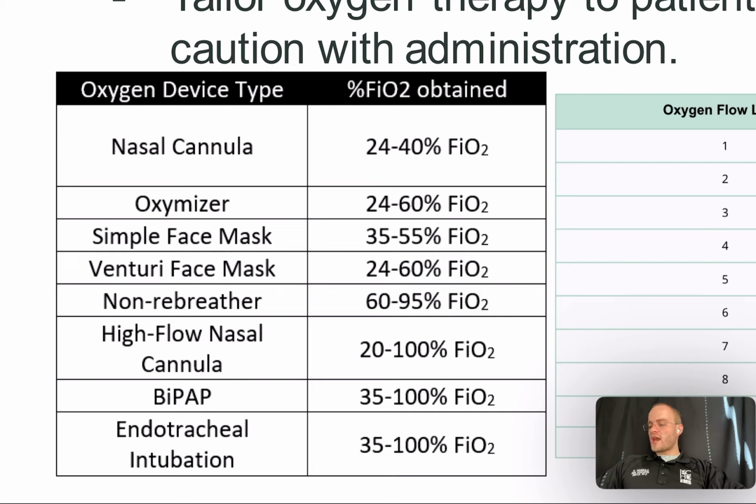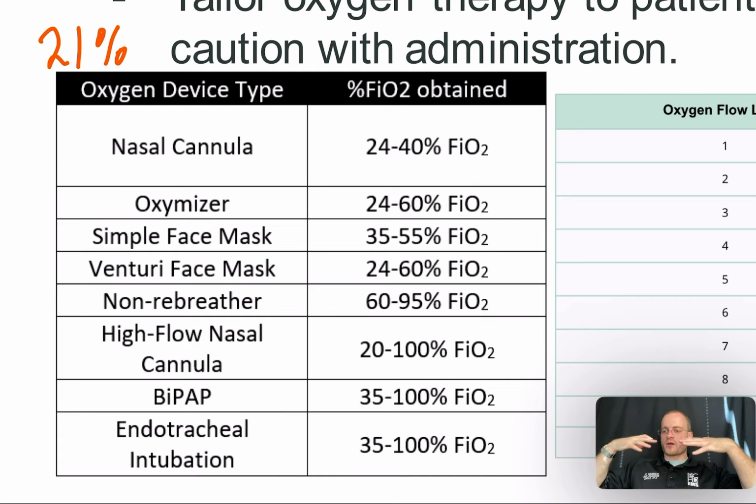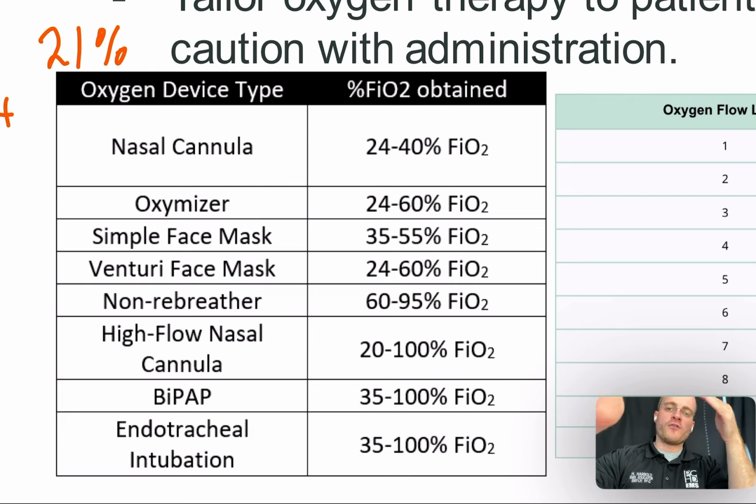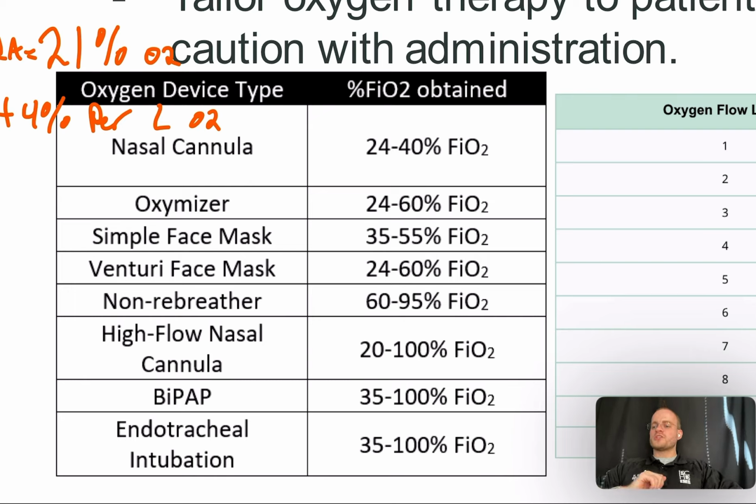Basically, a nasal cannula, the nasal prongs that go in your nose. Let me start with this: the oxygen in the atmosphere is 21%. The oxygen you and I are breathing right now is 21%. You've got to know that. With each additional liter that you add, it's about 4% per liter of oxygen. So, room air equals 21% oxygen, and you're going to get about 4% additional FiO2 for every liter of oxygen that you add.